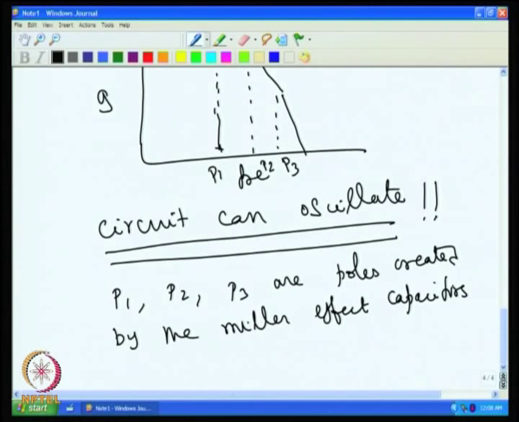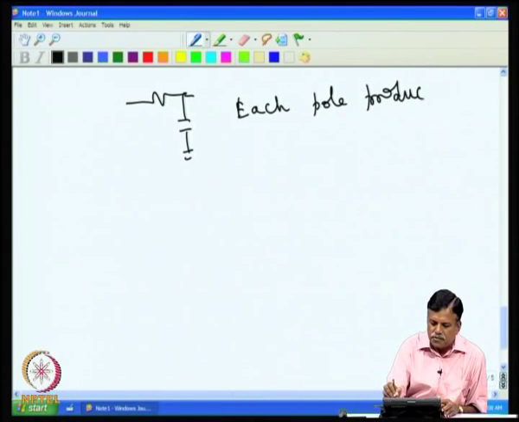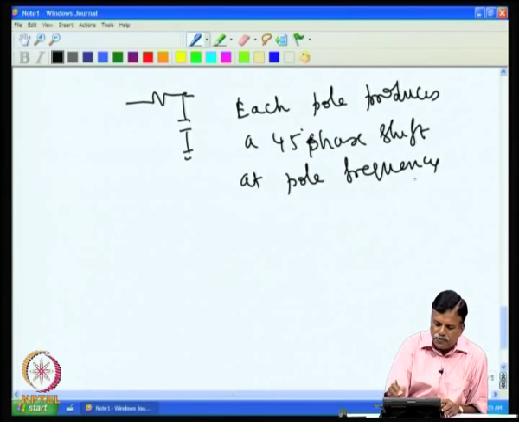Now, what is the problem? Each pole, we know, produces a 45 degree phase shift, because each one acts as an RC filter. So, each pole produces a 45 degree phase shift at the pole frequency. The pole frequency is given by 1 by 2 pi R C.